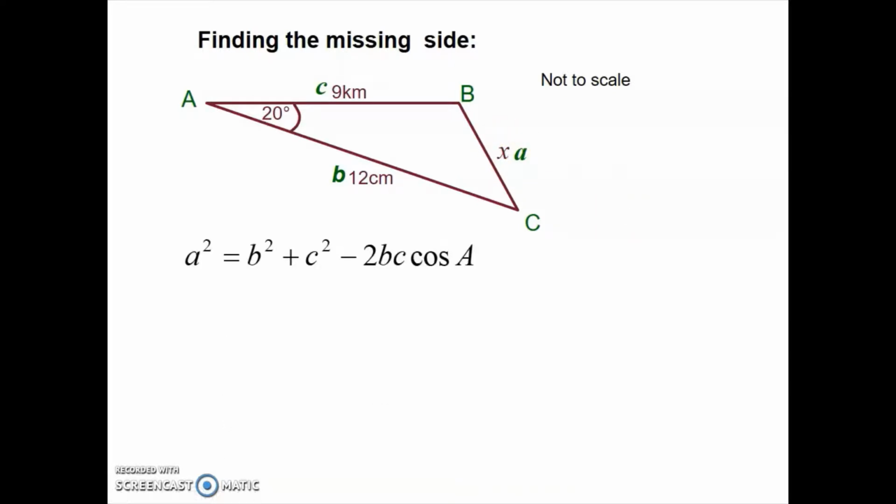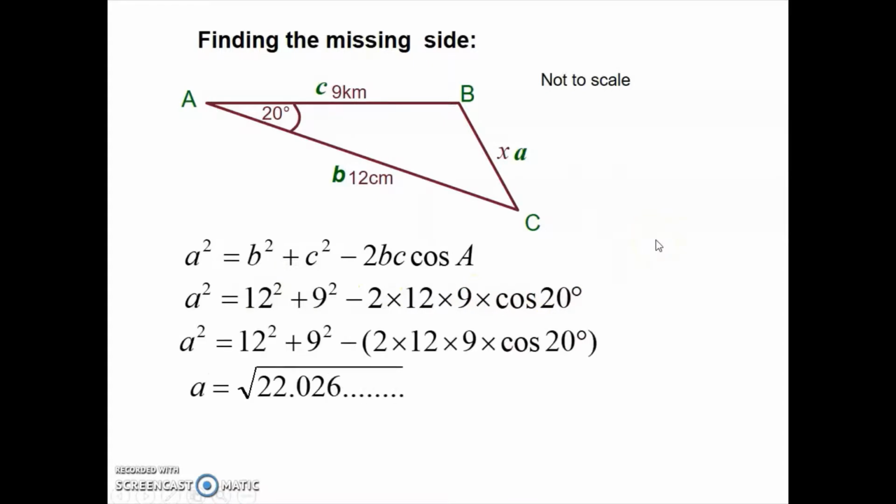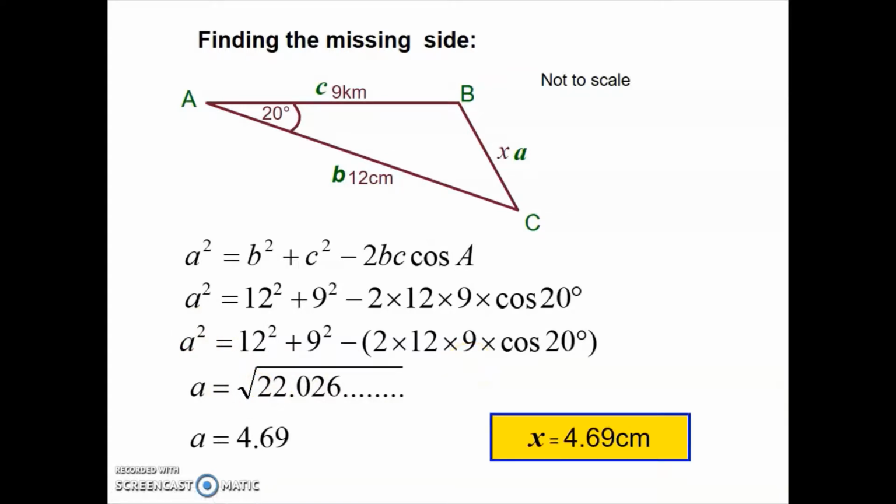There's my cosine rule. I'm going to substitute in my values that I know from the diagram. There we go. This bit here is going to be put into the calculator. I ended up at 22.026 and so on. That would have been a squared, of course, so we're going to square root. Gives me a value of a rounded to two decimal places of 4.69. So little a is 4.69, which is telling me that the value of x is 4.69.